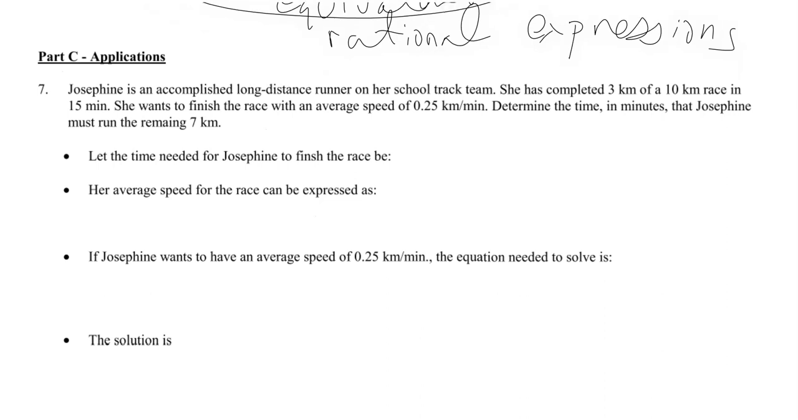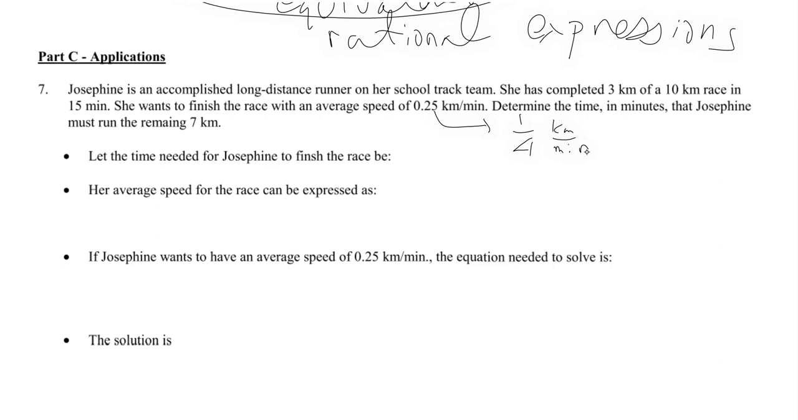Okay, applications. Where might we use these rational expressions? Let's take a look. Josephine is an accomplished long-distance runner on her school track team, back in the days when they had track teams. She has completed 3 kilometers of a 10-kilometer race, and it took her 15 minutes. She wants to finish the race with an average speed of 0.25 kilometers per minute. When I look at 0.25, I just think, that's 1/4, so 1/4 of a kilometer per minute. Determine the time in minutes that Josephine must run the remaining 7 kilometers.